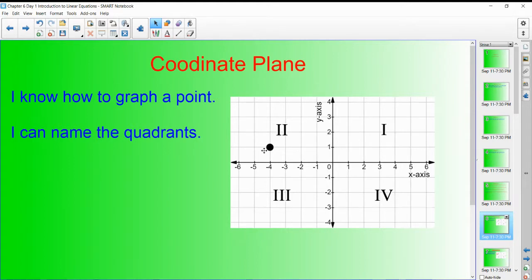So we can name the quadrants. We can also name this point. So go ahead, write down the coordinates for this point. Now, hopefully you did, and you said, okay, that point's negative 4, 1. I know how to name a point. I go over x first and then go up y. X is the first one, y is the second one. But if you forgot, here's a nice review.